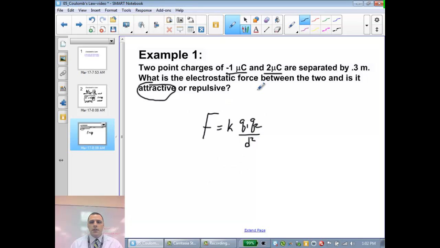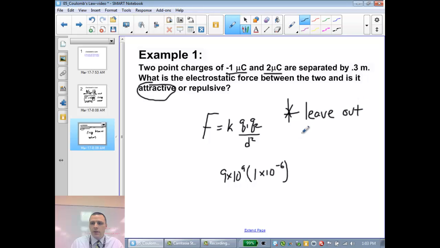And I'm just going to plug in the numbers. It's already solved. So 9 times 10 to the 9 times... Now, I do have to convert negative 1 microcoulomb to coulomb. So that's 1 times 10 to the negative 6. And I should point out, if you notice, I left out the negative. We are going to leave out the negatives.